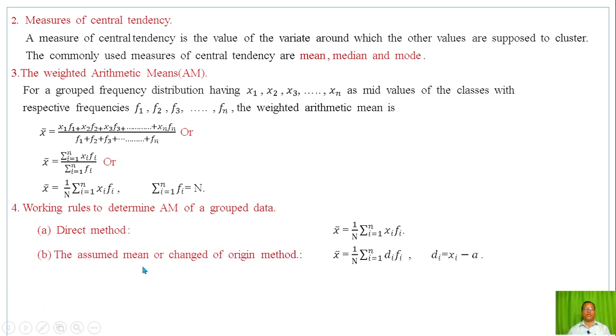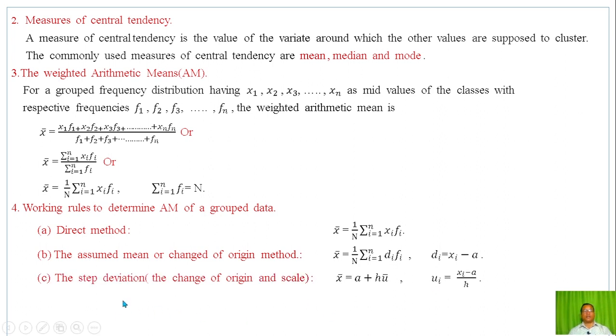Then the assumed mean or change of origin method. We assume a number, approximately close to the mean, as a. Then x bar equals a plus 1 by n times of summation of fi di, i starting from 1 to n, where di is equal to xi minus a. Here a is the assumed mean.